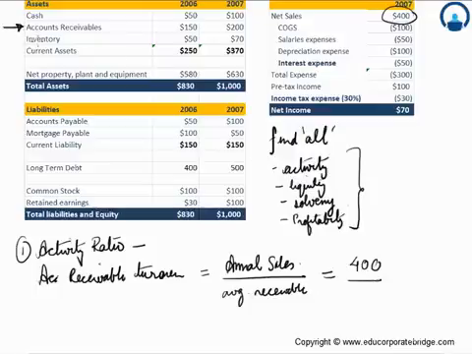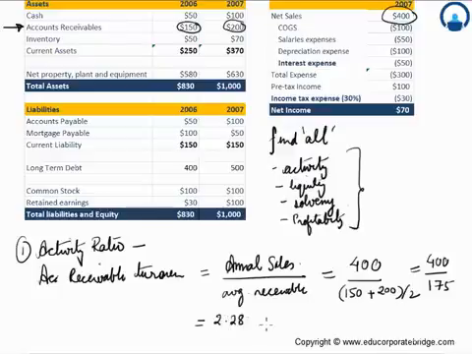This is where your average receivables are classified as current assets, and you have this 150 and 200 here. So your average receivables will be 150 plus 200 divided by 2. So this comes out to be 400 divided by 175. So this number, 400 divided by 175, you can use your calculators. I have this answer ready with me. So this comes out to be 2.28.